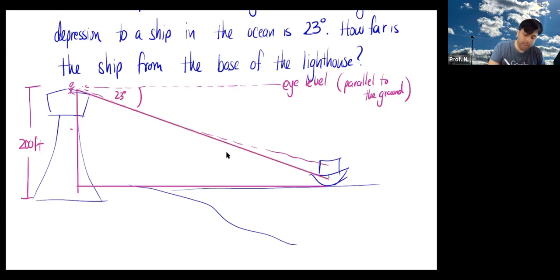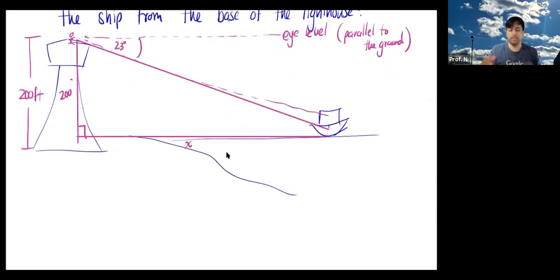I create this right triangle because I want to figure out the distance from the ship to the base of the lighthouse, knowing that the side here is 200. You see how I simplified this physical situation with a right triangle? And I know this is 23 degrees.